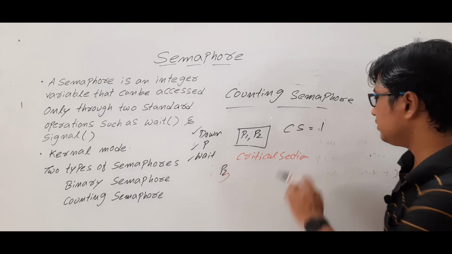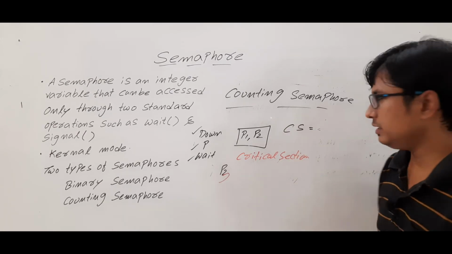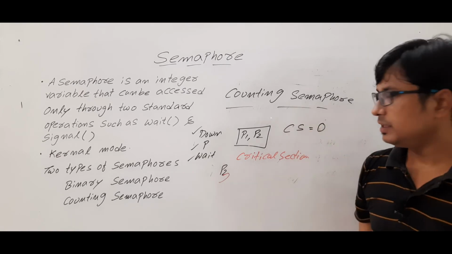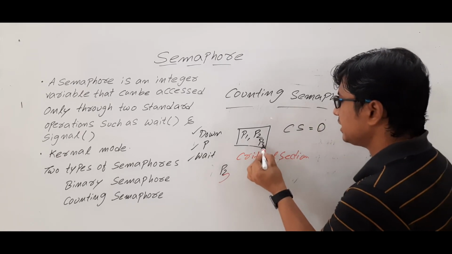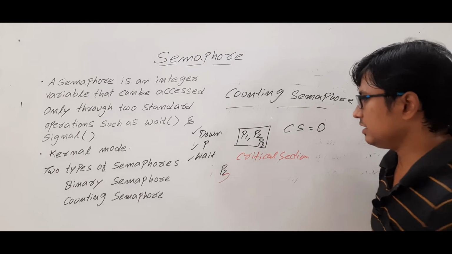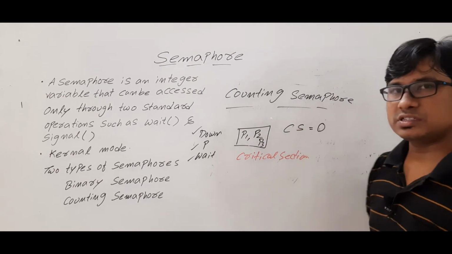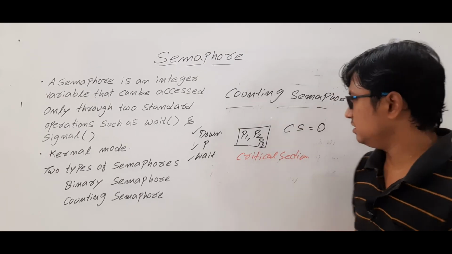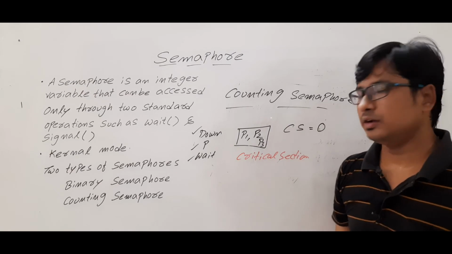What will it do? It will decrement the value by 1 and it will become 0. Then process P3 will enter into the critical section. Is it clear? Now how many processes still can enter into the critical section? 0 processes. Is it clear? Are you able to understand?